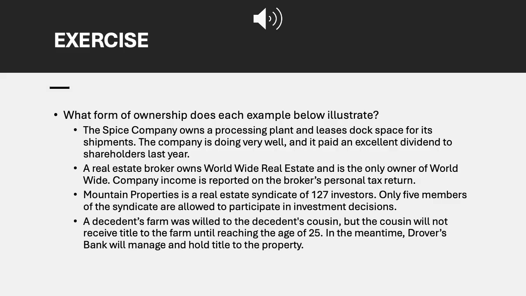A decedent's farm was willed to the decedent's cousin, but the cousin will not receive title to the farm until reaching the age of 25. In the meantime, Drover's Bank will manage and hold title to the property.